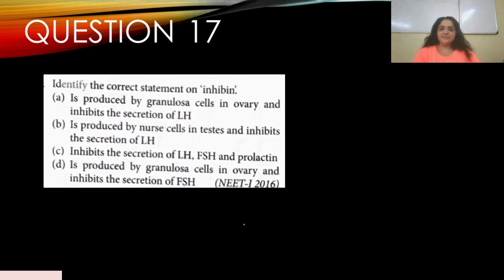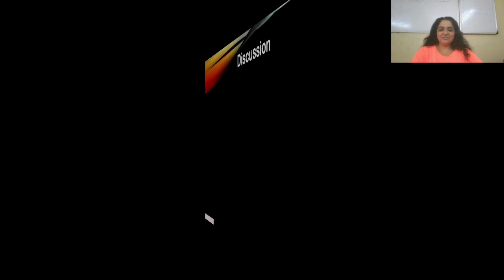Question number 17. Identify the correct statement on inhibin. This appeared in NEET 2016. A: produced by granulosa cells in ovary and inhibits the secretion of LH. B: produced by Sertoli cells in testes and inhibits the secretion of LH. C: inhibits the secretion of LH, FSH and prolactin. D: produced by granulosa cells in ovary and inhibits the secretion of FSH. Yes, the correct statement is D. I've already discussed this previously. Now see, this was helpful, right? Answer is D.